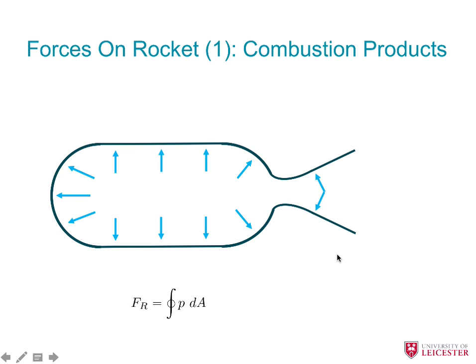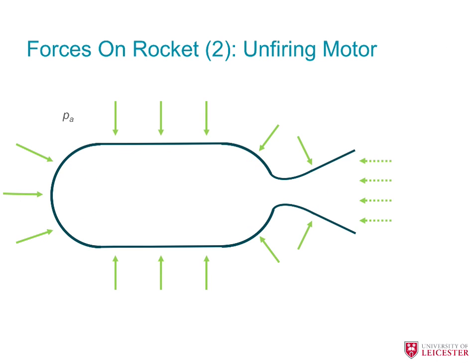Now let's think about the force on the rocket exerted by the gas. Again, that force can be written very simply as the integral of P dA evaluated over the entire surface area of the structure. But again, we have to consider what the open nozzle does to the dynamics of the system. And to do that, we have to consider an unfiring motor.